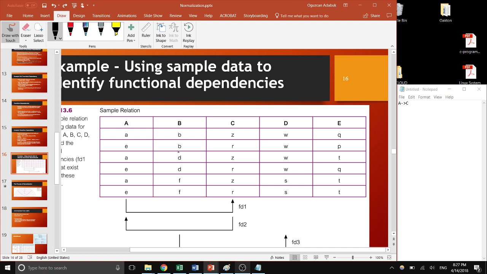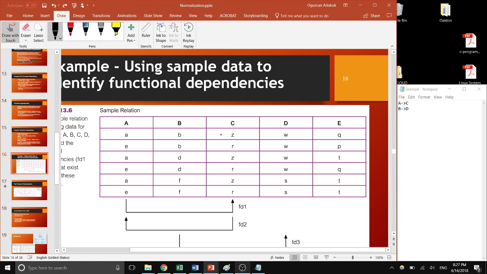For value B, there's W. Value B, W. For value D is W. D, W. And for F, the value is S. So for each unique value of B, there is exactly one value of D associated with it. So we can say that D functionally depends on B. Let's see B and E. B, Q, B, P, didn't work.